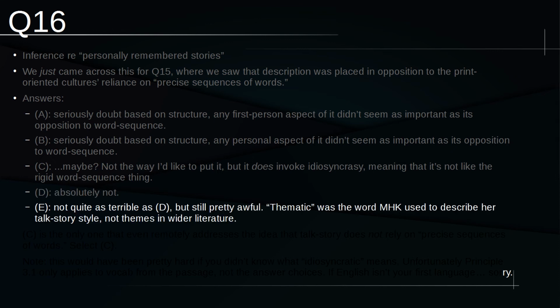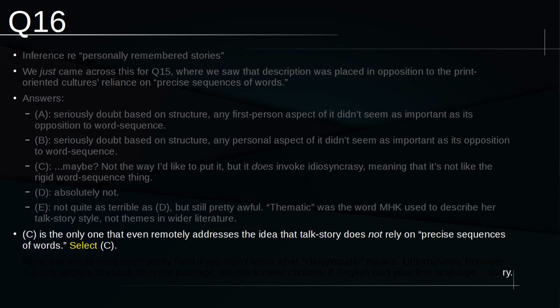Easiest elimination so far. Answer choice E is not quite as openly terrible as D, but it's still pretty awful. Thematic was the word MHK used to describe her talk story style, not themes in wider literature as E is kind of suggesting. So again, thematic was a specific term that MHK used to describe her own stuff. It wasn't part of a broader discussion. And so as weird as it is, C is the only one that even remotely addresses the idea that talk story does not rely on precise sequences of words, and that something about it is not quite standard, it doesn't really always fit the same set of words, that whole thing. As unconvinced as I was, it's really the only one that comes close or has any chance of being right, so I would select C at this point.